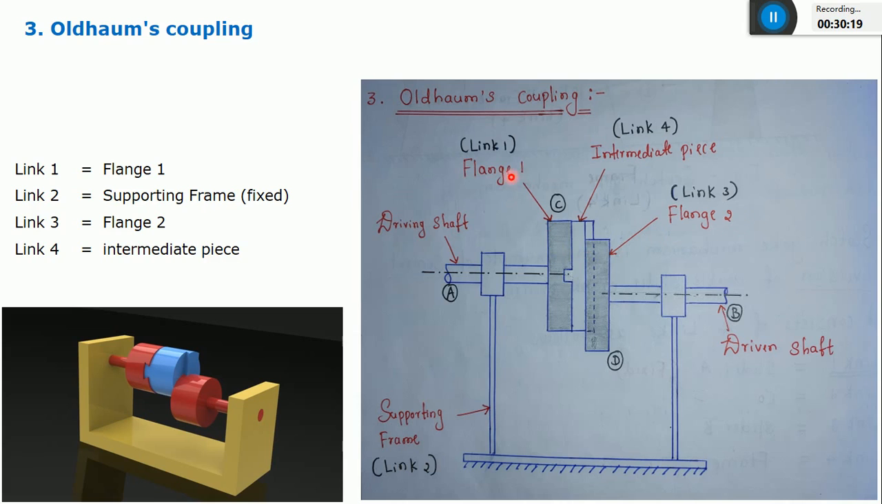Between flange 1 and flange 2, there is one more circular disc, which I can call an intermediate piece. For example, if you want to transfer the rotary motion from a turbine to a generator, and due to space restriction those shafts are parallel to each other, not collinear, the axes of both the shafts being parallel, in that case to connect the turbine shaft and the generator shaft, I have to use this Oldham's coupling.